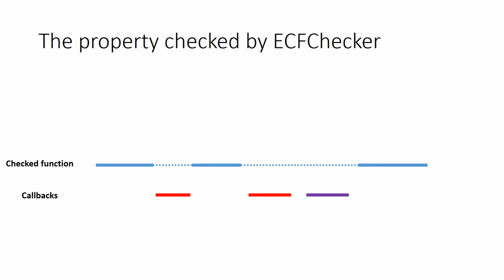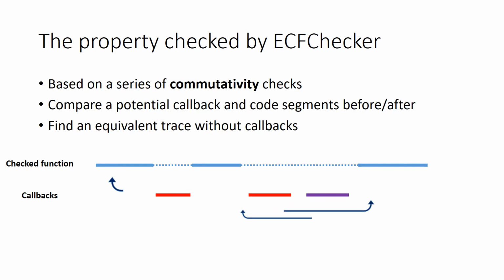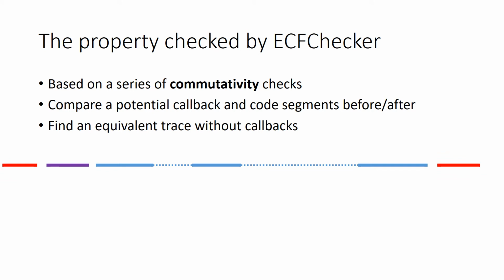In the general case, proving such a rearrangement exists statically and soundly is not trivial. We have the checked function parent call and the callbacks. We could have numerous nodes where callbacks can be called in the checked function, and each such call node potentially has an arbitrary number of callback calls. The idea is to compare a potential callback to a single code segment in the checked function, and to show that they commute. These commutativity checks are applied to show it is possible to move callbacks outside, either before or after the parent code segments, giving the same final state, but without callbacks.